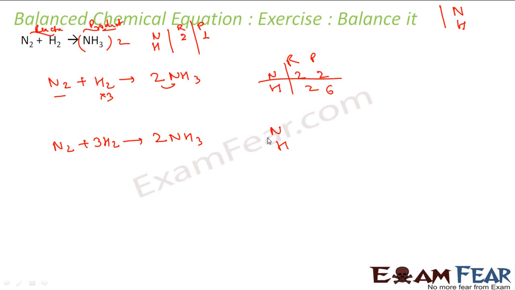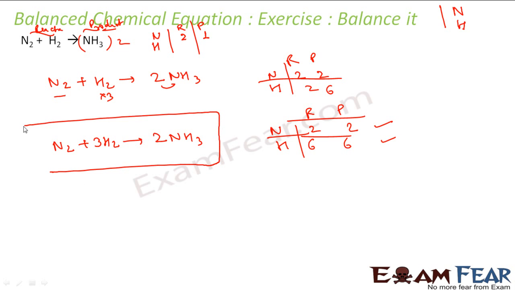Now let's see if it is balanced. Nitrogen, hydrogen, reactant, product. So nitrogen, how many? 2. Hydrogen, how many? Nitrogen here 2. Hydrogen, we'll see reactant 6. Product, how many hydrogen? 6. So if you see that they are balanced. So this is my balanced chemical equation.